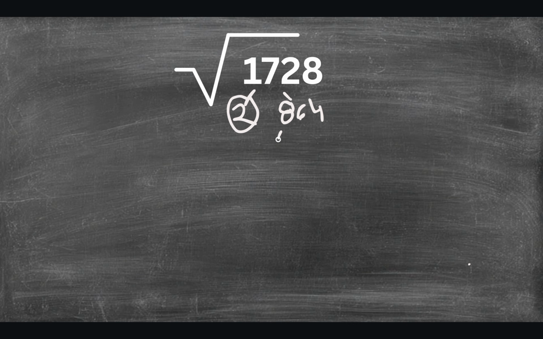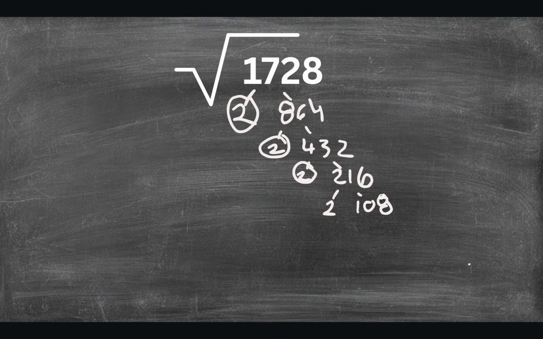Circle the 2 because it's prime. And now let's try 2 again. 2 times 432 is 864. And then let's just stay with a 2. 2 times 216 is 432. And then we can go again. 2 times 108. And then let's go with 108 is 2 times 54.